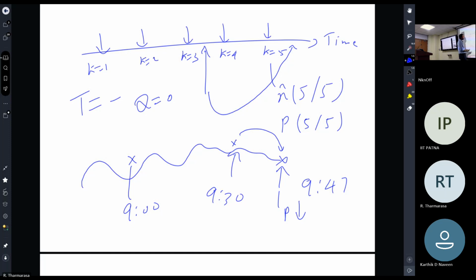Now, again I repeat, I don't want to update the state at this point. I want to use this information to update at that point. Now the question is, how to do it? Okay? That is for the out-of-sequence measurement.